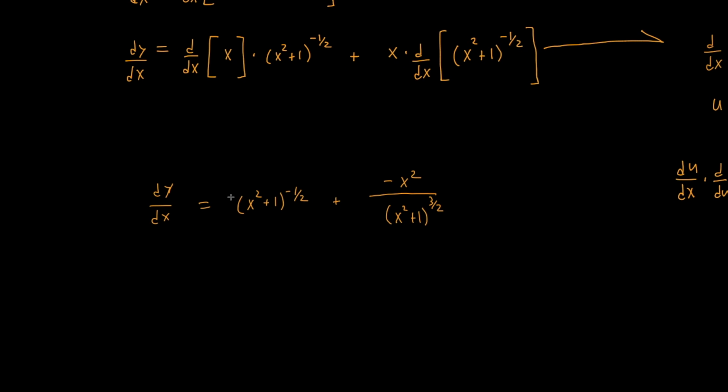Okay, so I'll just rewrite this as 1 over the square root of x squared plus 1, and we are done. Actually, one more thing. Let's bring this negative from the negative x squared over here, because that looks nicer. And now we are done.